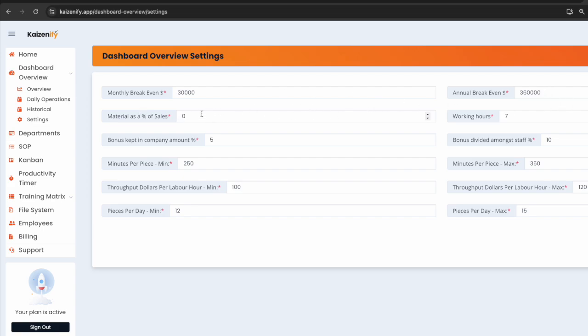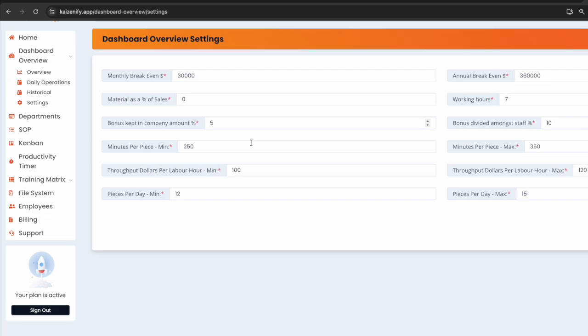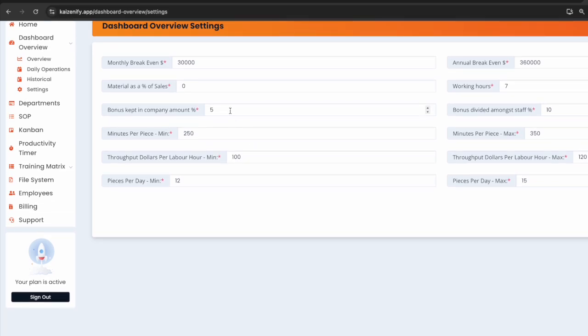Then we have, I'm going to leave this one blank for a minute, the material as a percentage of sales. I'm going to go back and show you how to use that one in a minute. That is an optional field. Then we have our working hours. I put in here 7 hours, and I have the ability to key in some bonus data.